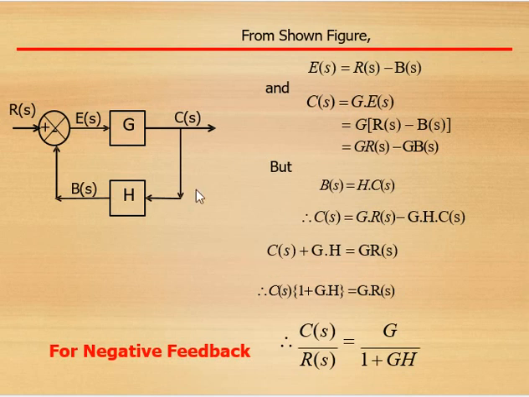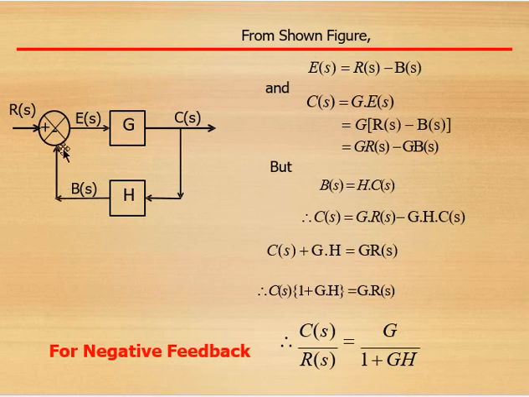This you have to solve at home. This is your homework. When the feedback is negative, I get the equation like this one, that is G divided by 1 plus GH. This part you have to solve. This is your homework.